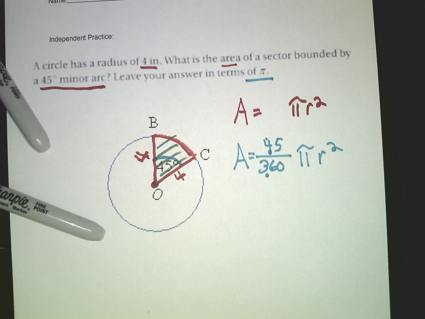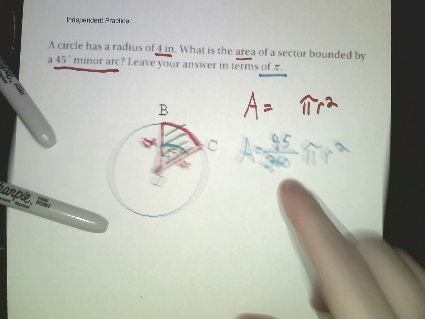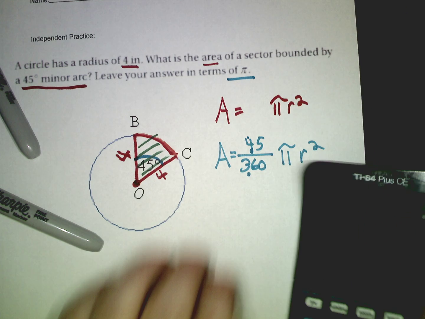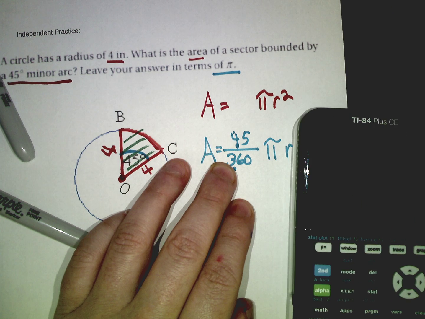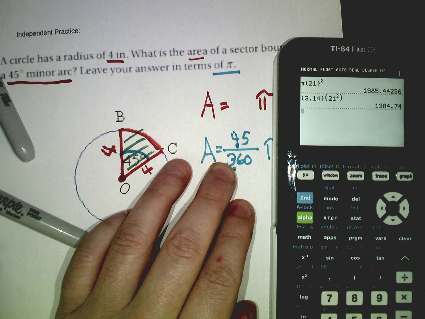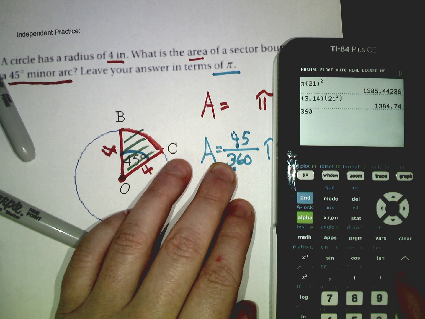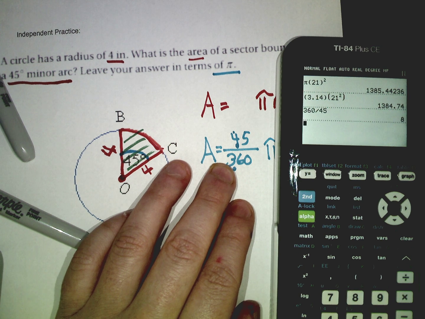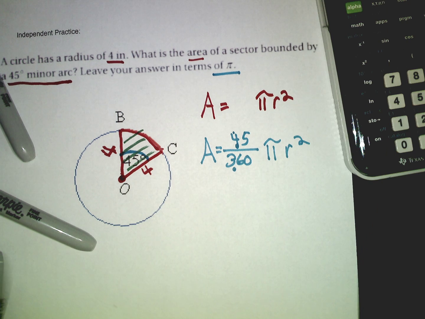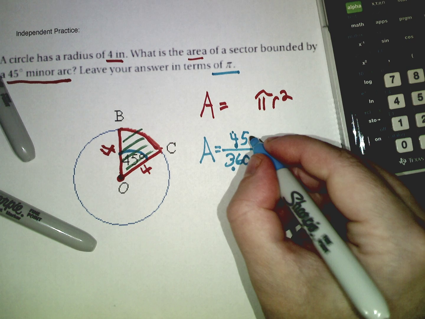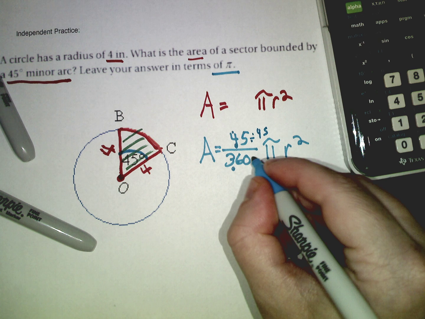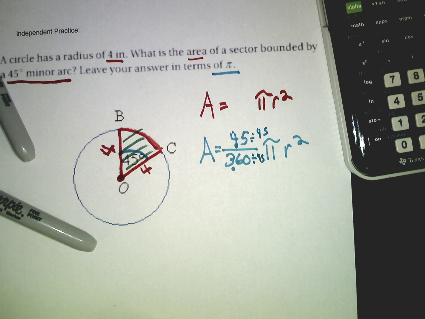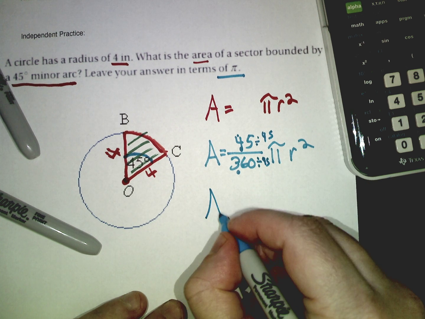Is that the greatest common factor in both of these? Well, let's see. 45 divided by 45 would be nice. It would be 1. But 360 divided by 45 is 8. So really, if I divide both of these by 45, I get this awesome number. Made it a little easier.